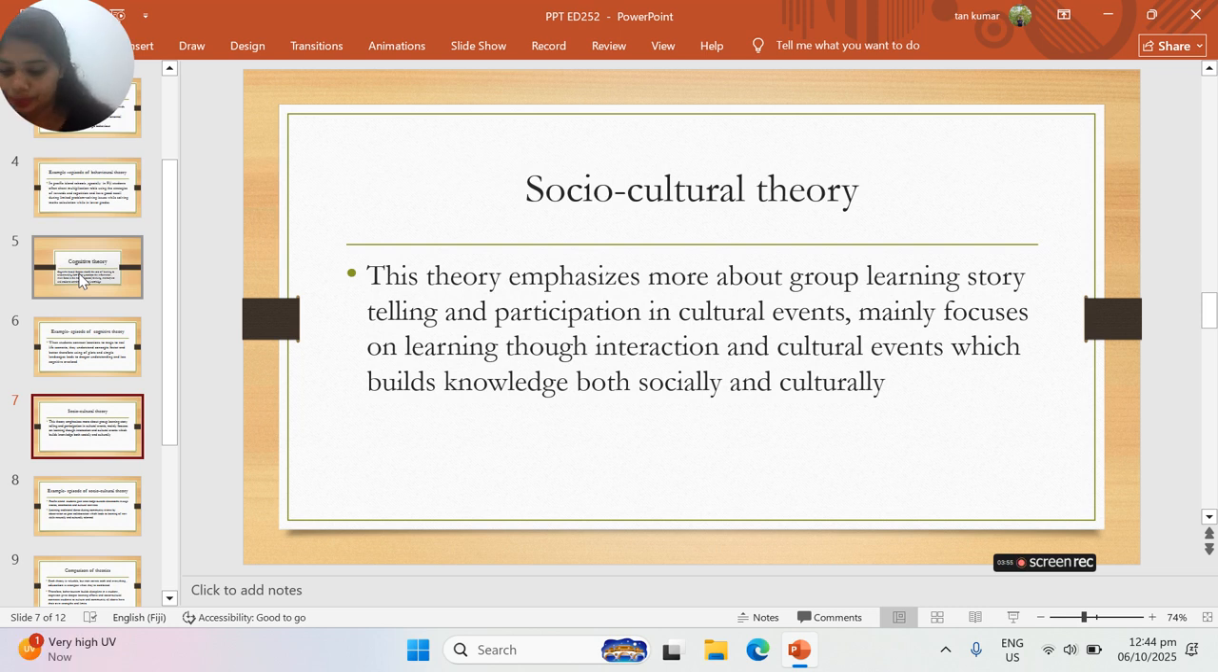Sociocultural theory. This theory emphasizes group learning, storytelling, and participation. It focuses mainly on learning through interaction and cultural events, which builds knowledge both socially and culturally.